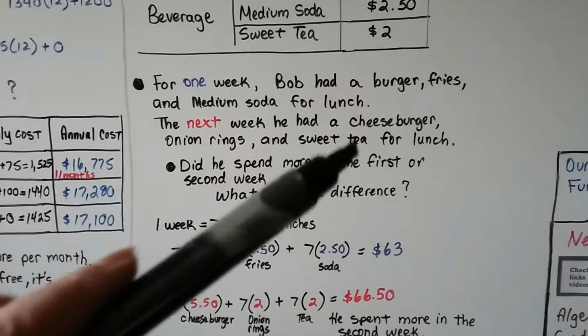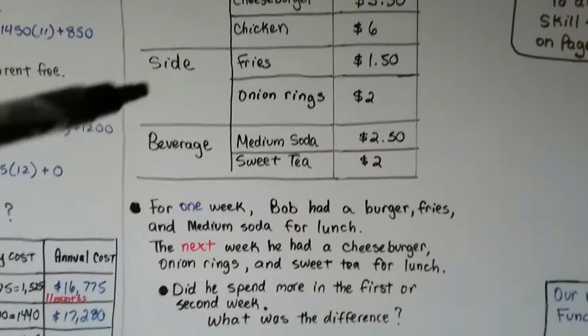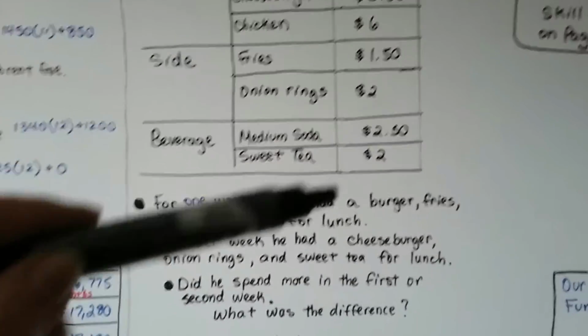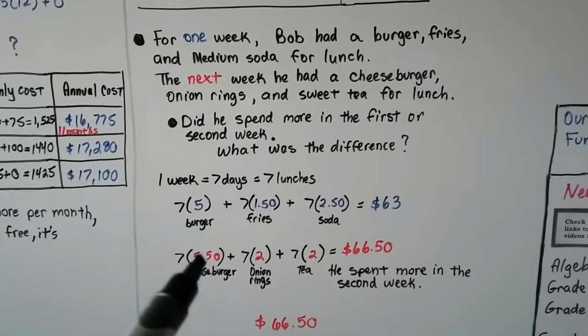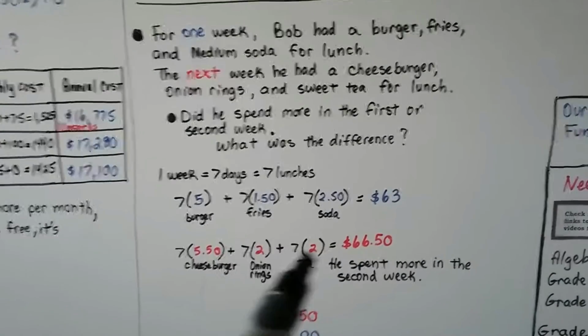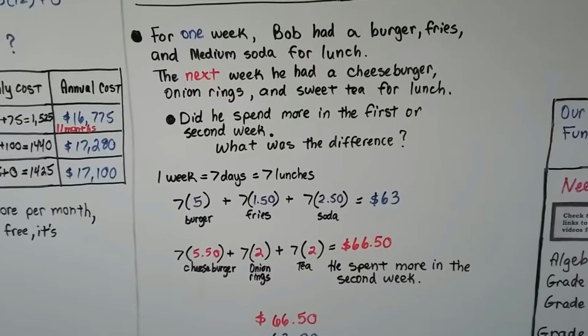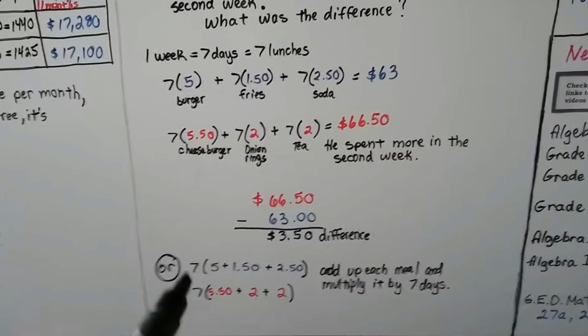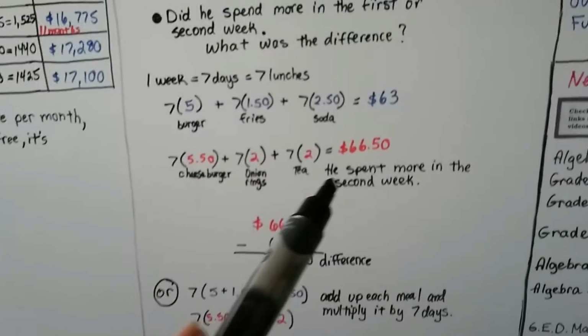Now, the next week, he had a cheeseburger, onion rings, and sweet tea. So that means he had $5.50, $2, and $2. We multiply each of them times 7, add them up, and get $66.50. Or we could have just totaled up that lunch and multiplied it by 7, couldn't we? We would have gotten the same amount.